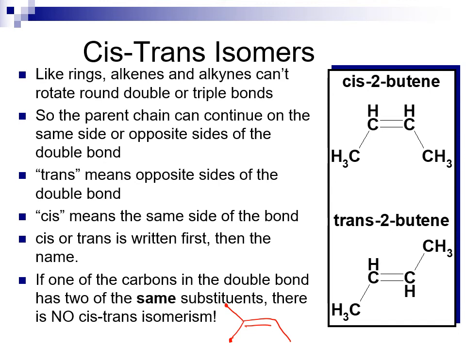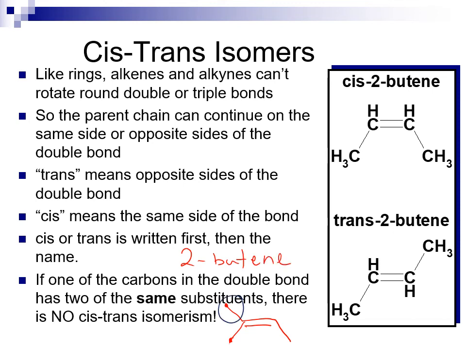So either one of them can be the parent. Whether you say the top one's the parent and it's in a trans configuration, or the bottom one's the parent and it's in a cis configuration, it would still give you the same exact molecule. So cis or trans in that case would not add anything to the naming system. It would just be called 2-butene, and it has a branch on it, this guy here.